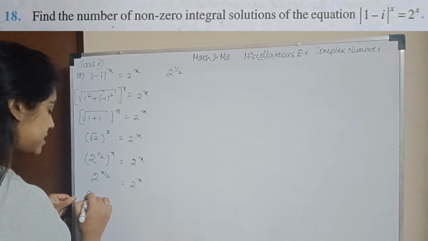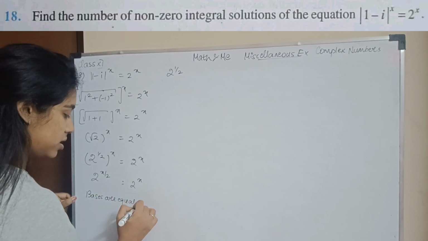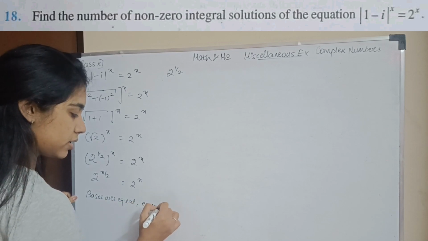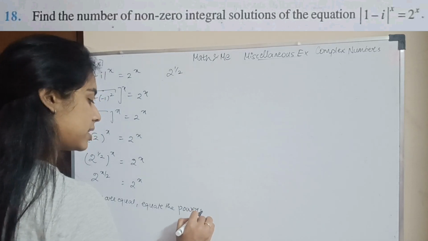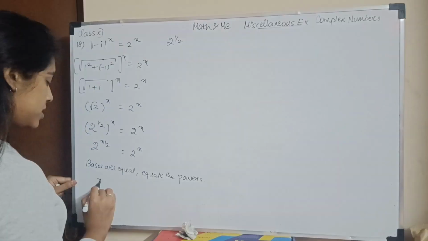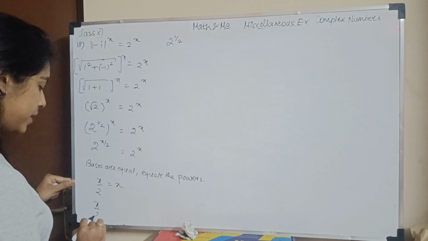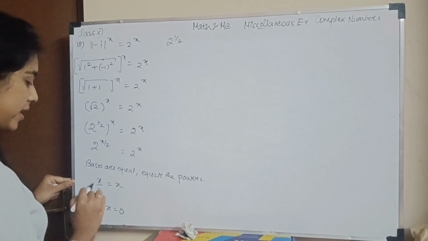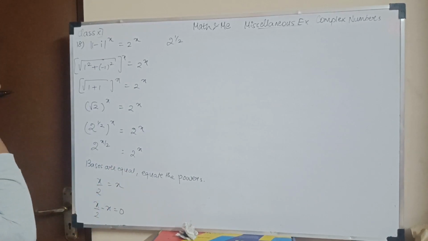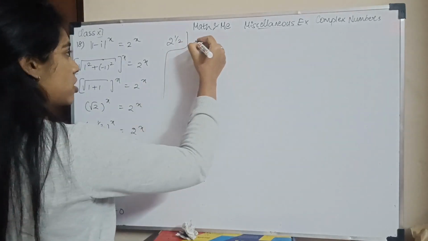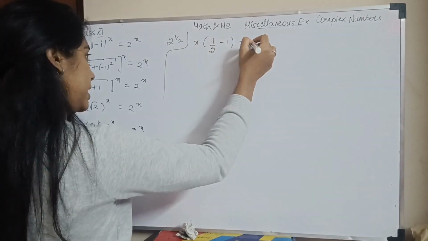So since the bases are equal, equate the powers. This you've learned in your lower classes. Correct? So if the bases are equal, we can equate the powers. Which means x by 2 equals x. Bringing it to this side, x by 2 minus x equals 0. Don't cancel x, otherwise you won't get the solution. So you have to bring your x to your left hand side. Taking x common, I have x(1/2 − 1) equals 0.